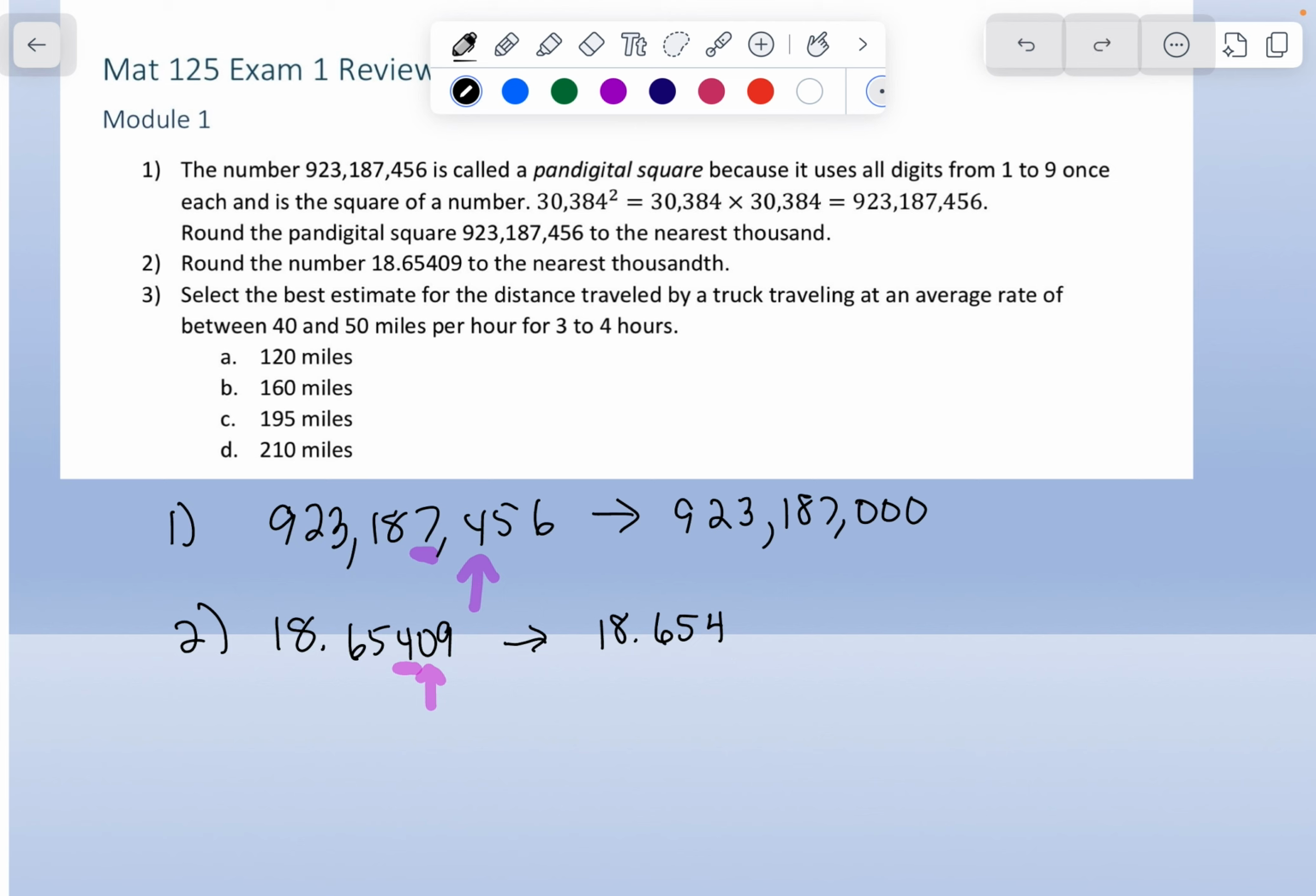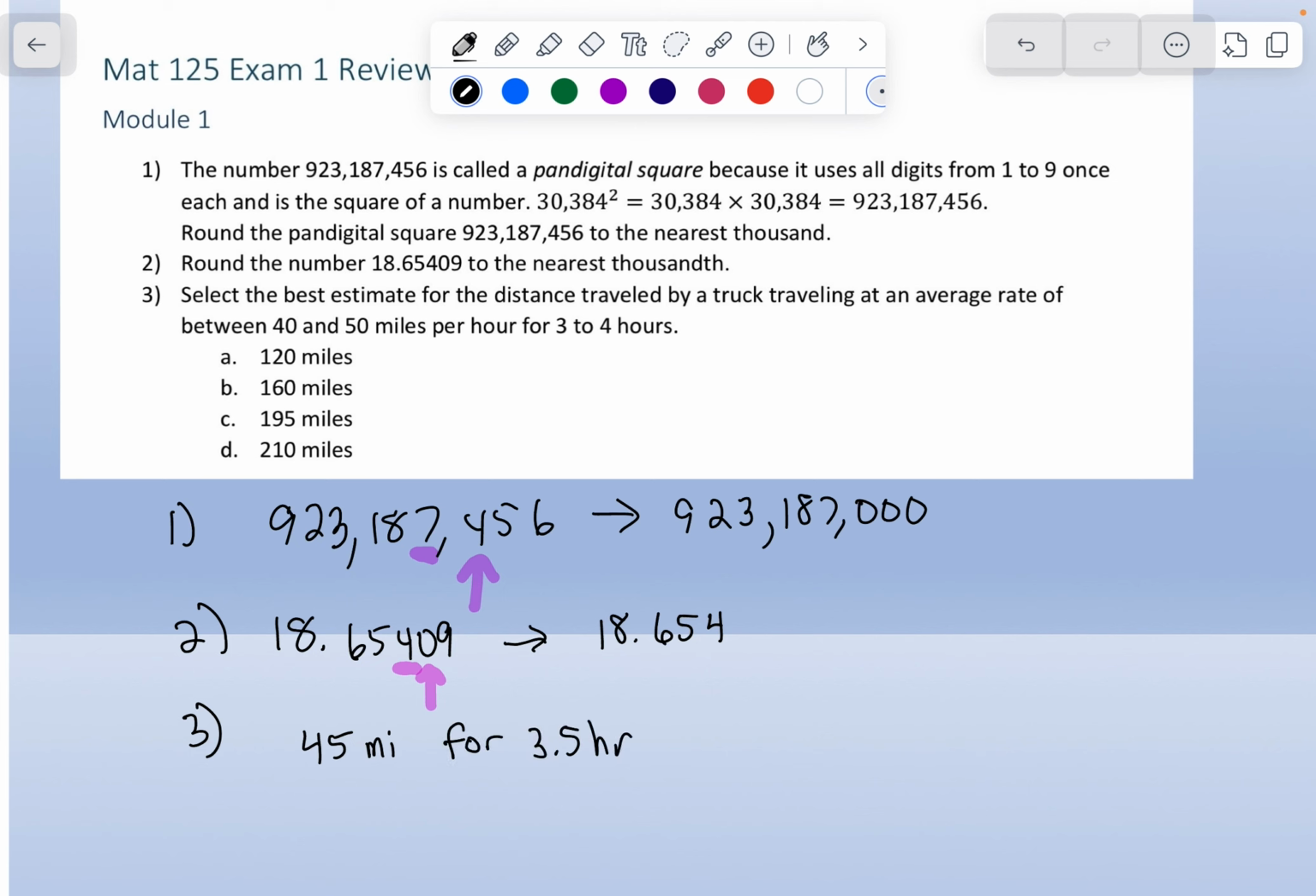And then finally, our last one here. It says, select the best estimate for the distance traveled by a truck traveling at an average rate between 40 and 50 miles per hour for 3 to 4 hours. Well, right in the middle of 40 and 50 is 45. So let's make that 45 miles. And then right smack in the middle between 3 and 4 hours is 3.5 hours.